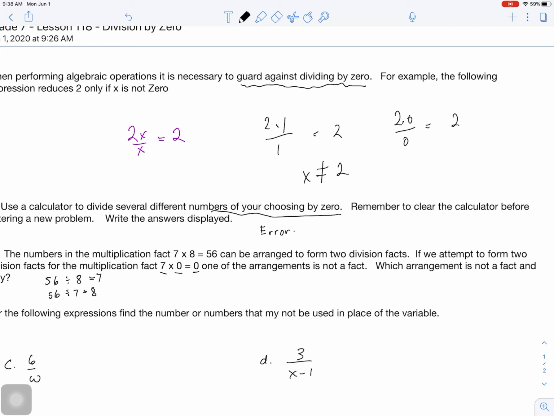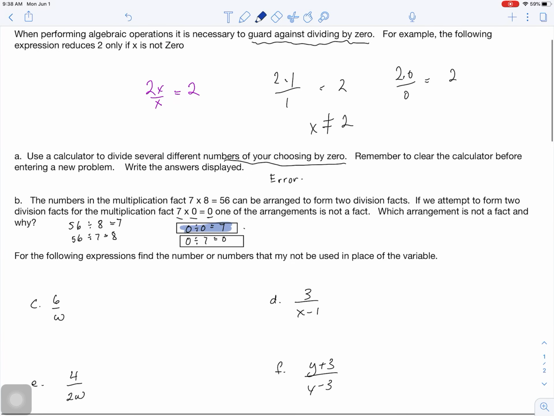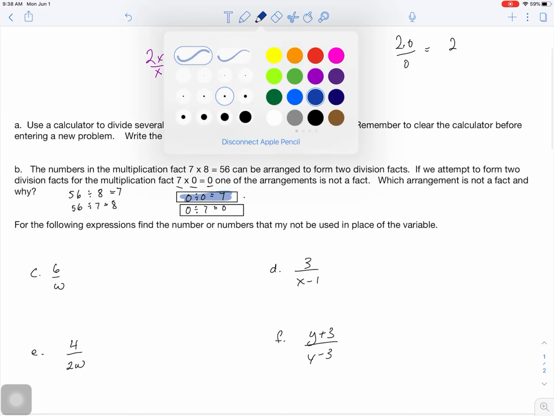Here, if we look at 7 times 0 is 0, we could actually make two sets of facts. 0 divided by 0 equals 7, or 0 divided by 7 equals 0. This fact can make sense. It's still going to be 0 because you can't divide it into 7. This one does not make sense. So this is the one that you would be looking for. Which arrangement is not a fact? 0 divided by 0. That's not a fact.